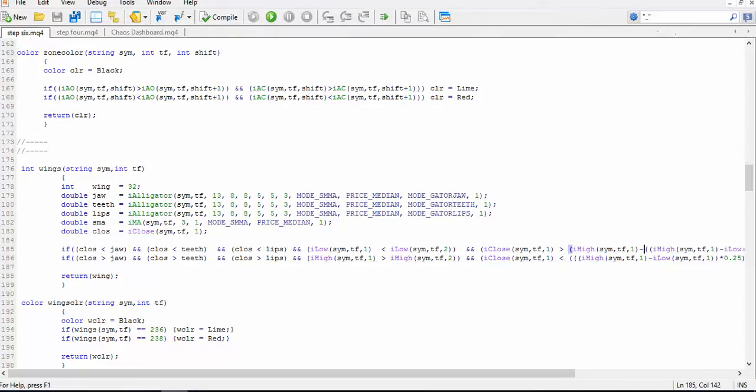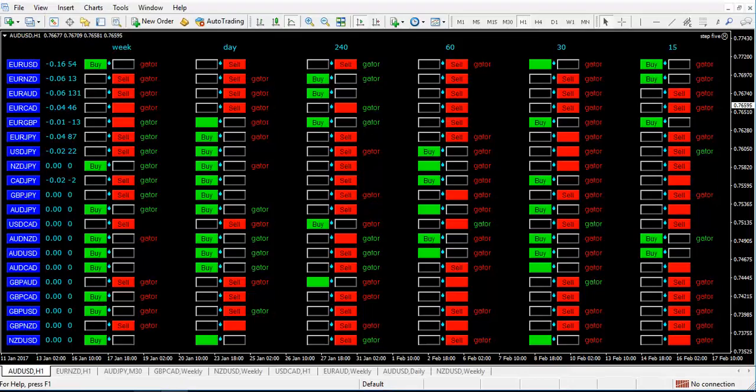Okay, here's the code. This part here, zone color, is going to be the color for the underscores. You'll see in a second. All this is saying is we need a symbol, like always. We need a time frame, like always. But here we needed a shift, because if you remember, we wanted to look at the last bar, the one prior, and the one prior.